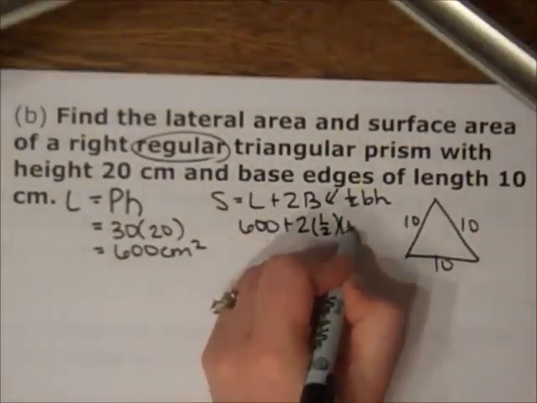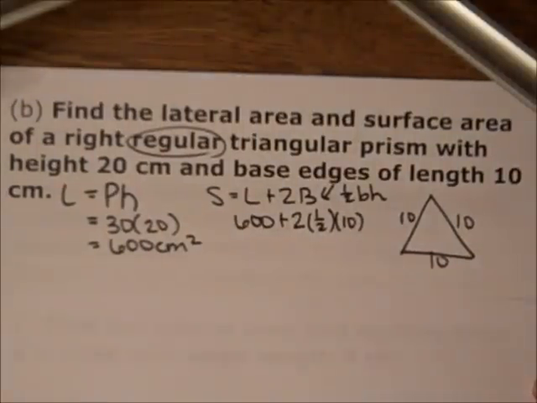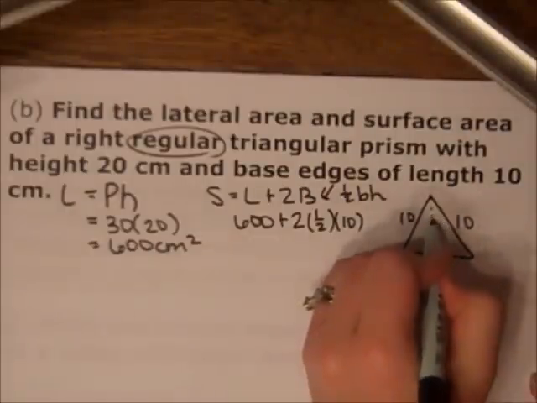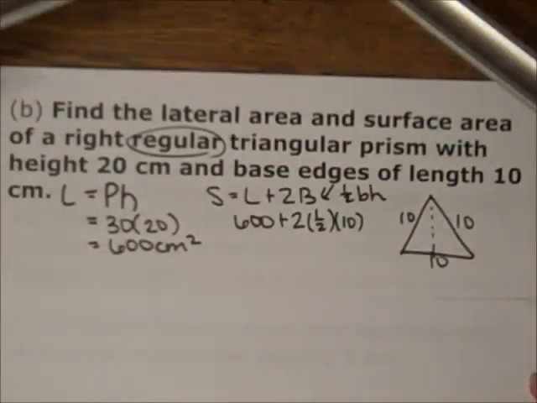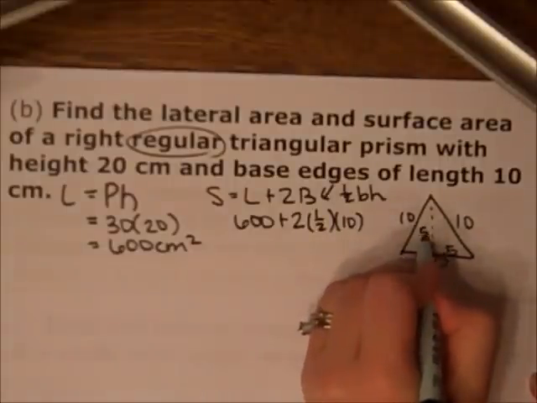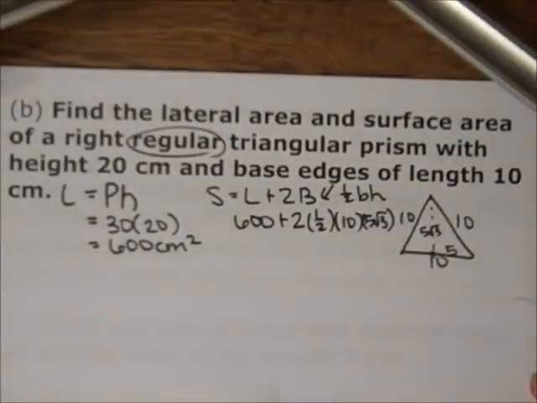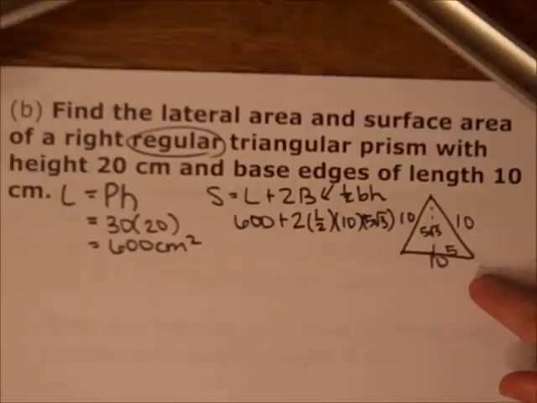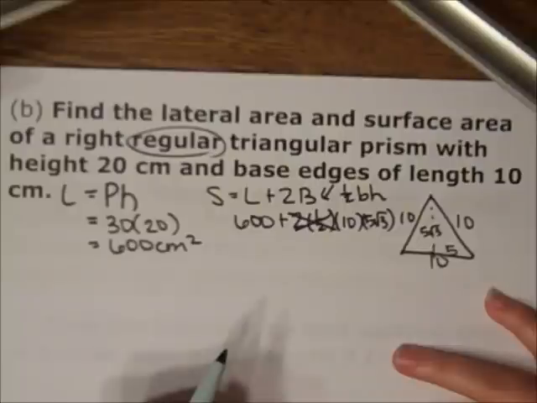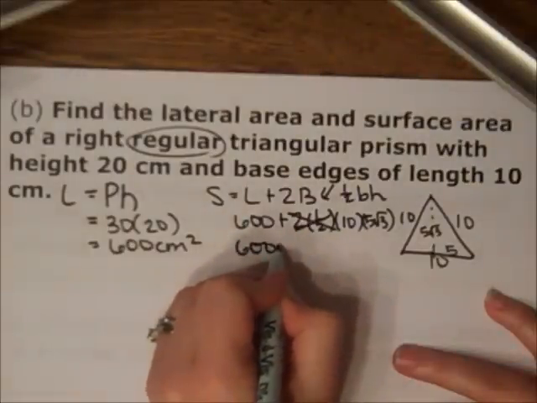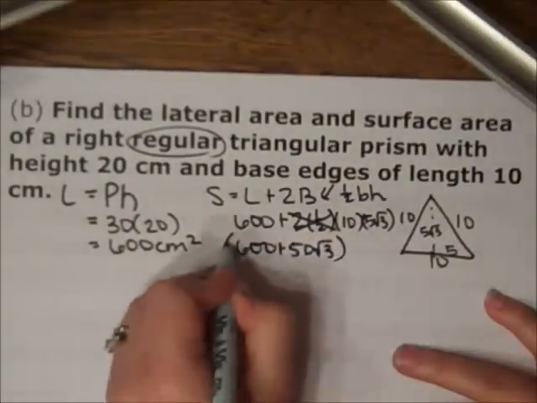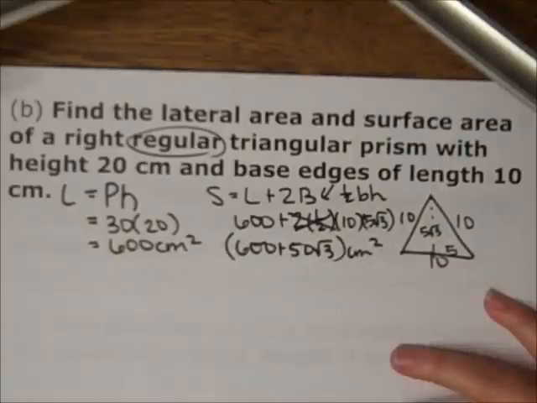So 1/2, base is 10. And remember the shortcut for finding the height of an equilateral triangle: when you cut it in half, this becomes a 30, 60, 90. So this becomes 5, 5 square root of 3, 10. Remember that half on the square root of 3 we talked about 150 times. Here it comes back again. Half of the base, which is 10, on the square root of 3, so 5 square root of 3. The 2 and the 1/2 cancel each other out, so we have 600 plus 50 square root of 3 centimeters squared.